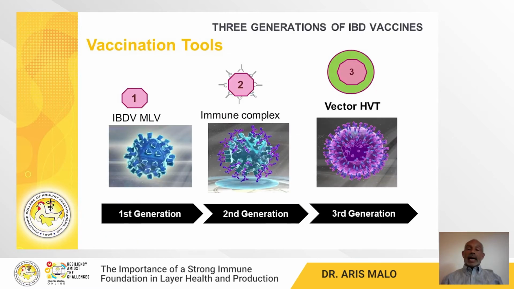A few words about the vaccination tools against infectious bursal disease virus. We have basically 3 types of vaccine: first, second, and third generation. The first generation consists of attenuated viruses. These are live attenuated viruses.